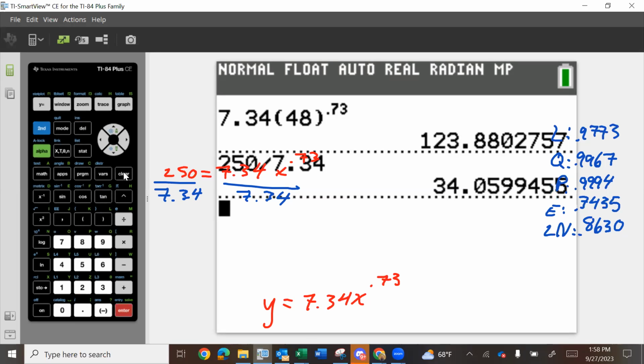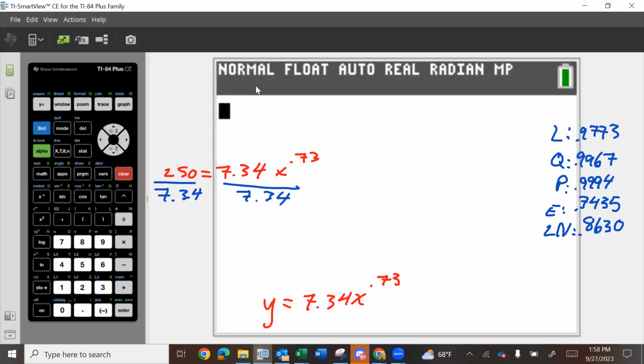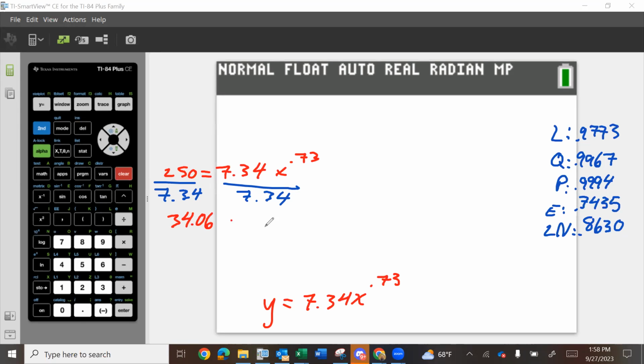Okay, 34.06 equals this. Cool. All right, now what do we do? Well, we raise both sides to the 1 over whatever the power is, 0.73. Those cancel, which is the whole point, and we just end up with x equals something.